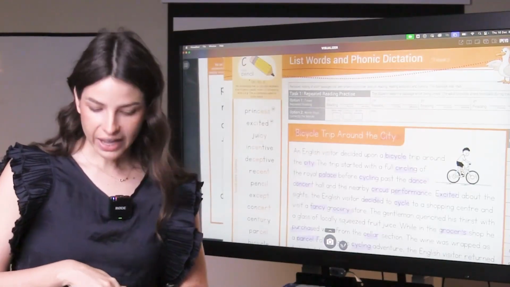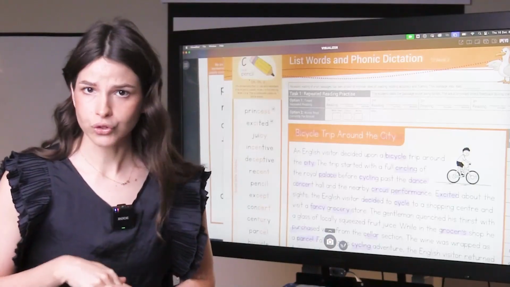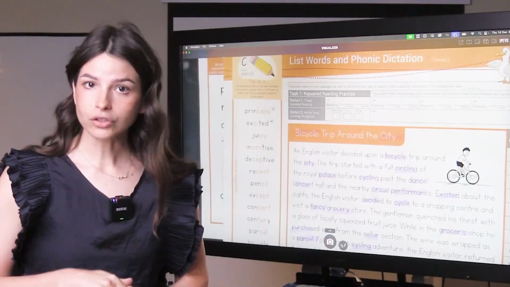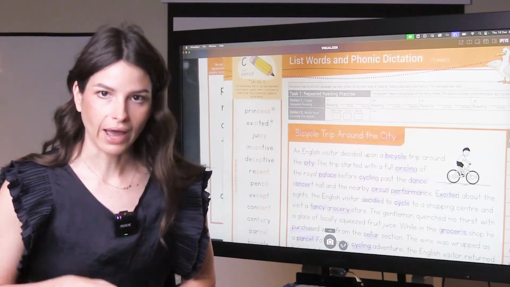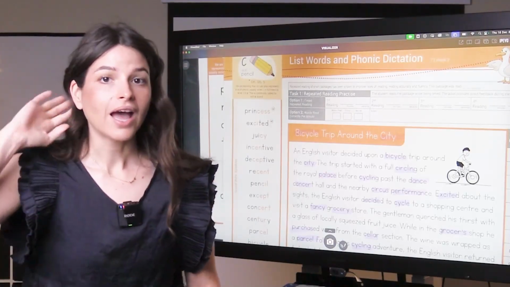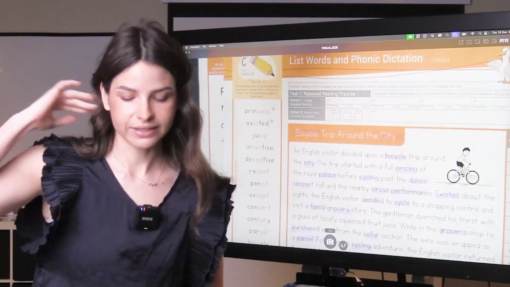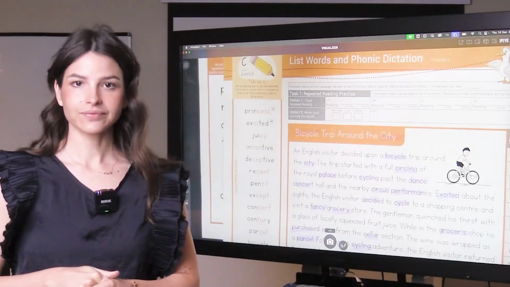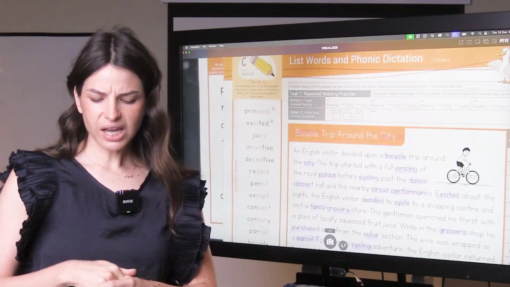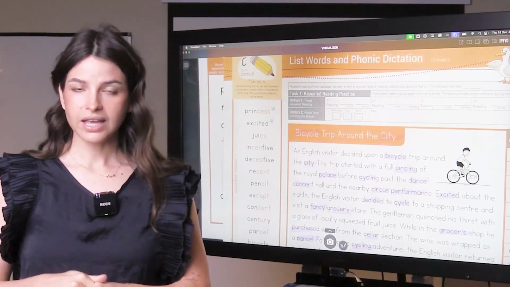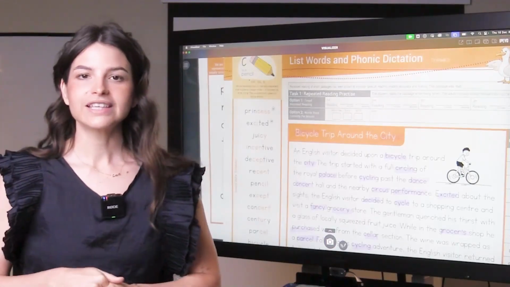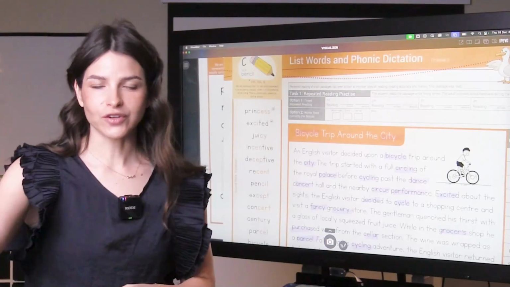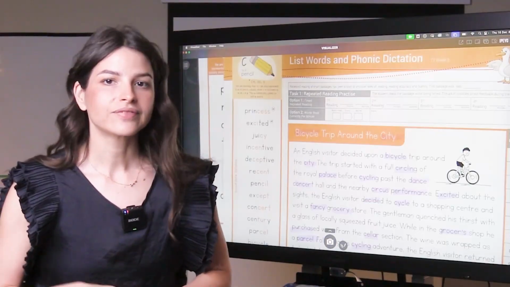An English visitor decided upon a bicycle trip around. Say it with me, upon a bicycle trip around. What are you going to write? Upon a bicycle trip around. An English visitor decided upon a bicycle trip around the city full stop. Say it with me, the city full stop. What are you going to write?